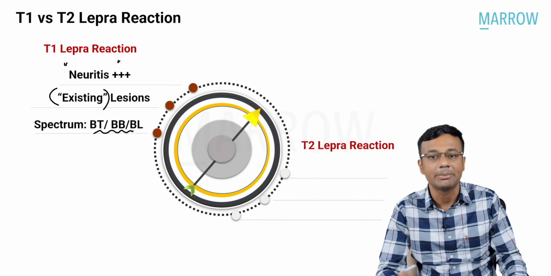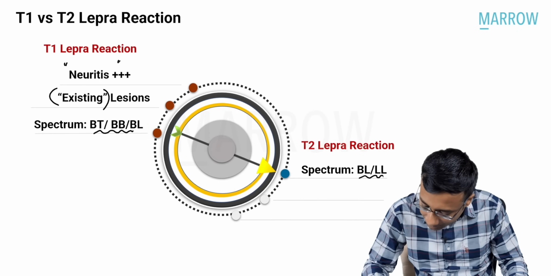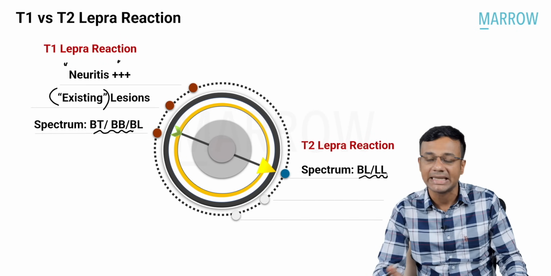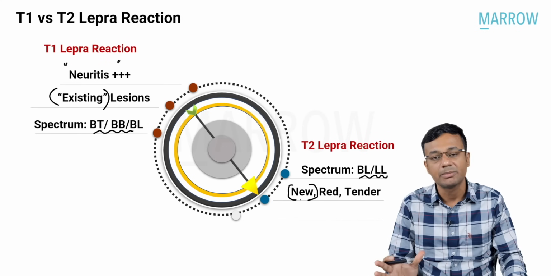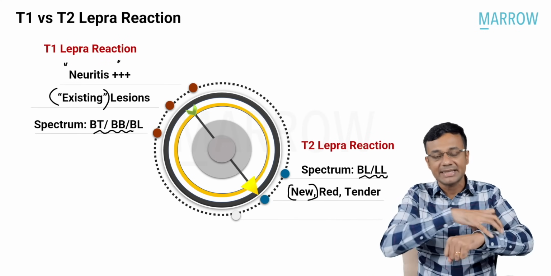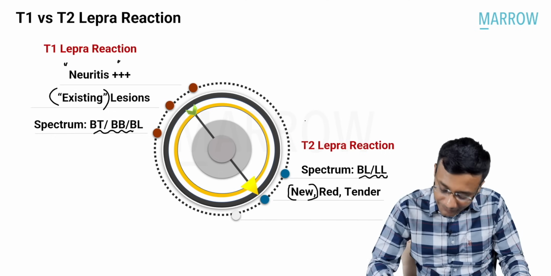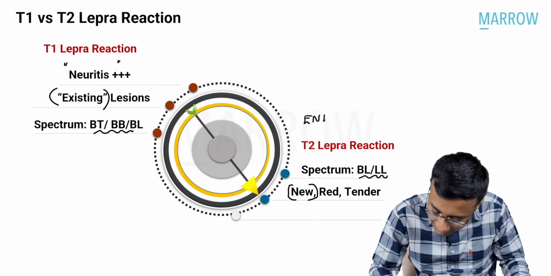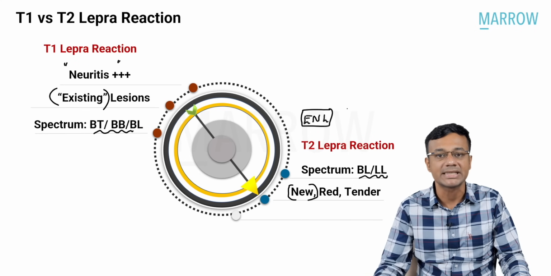When we're looking at type 2 lepra reaction, which is type 3 immune complex mediated disorder, it is seen in the lepromatous spectrum. It's usually seen in BL and LL, and here new skin lesions come up. Now we understand the difference, everybody, that in type 1 lepra reaction, existing patches become red. In type 2 lepra reaction, new red tender nodules come. That's why we call it as ENL. ENL stands for erythema nodosum leprosum, the red color nodules which are seen in leprosy.